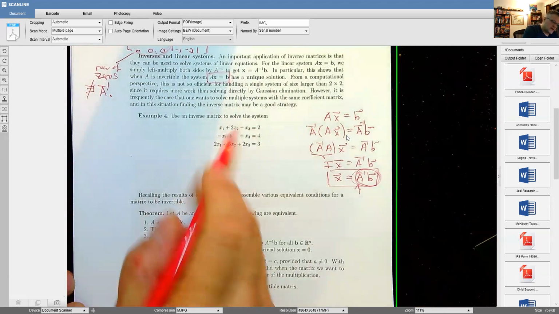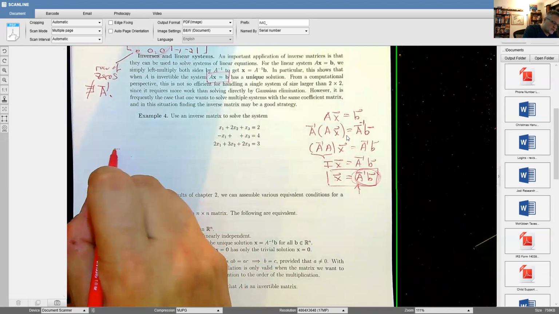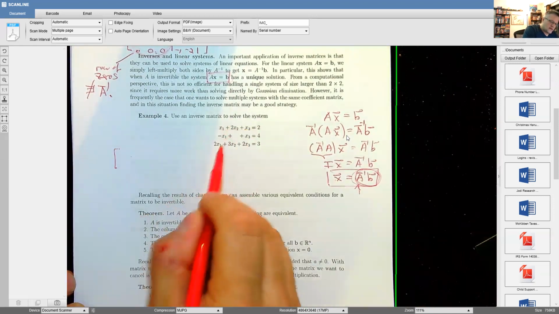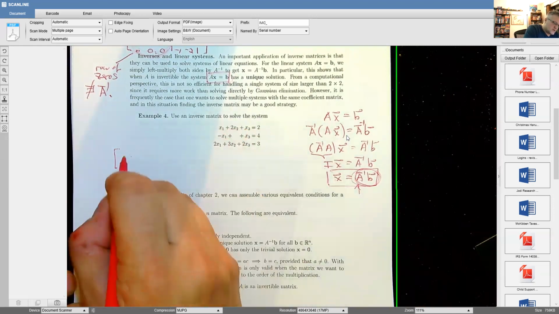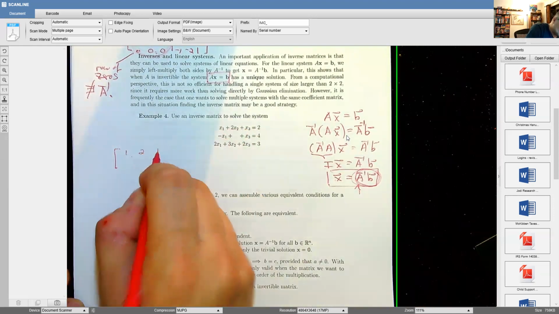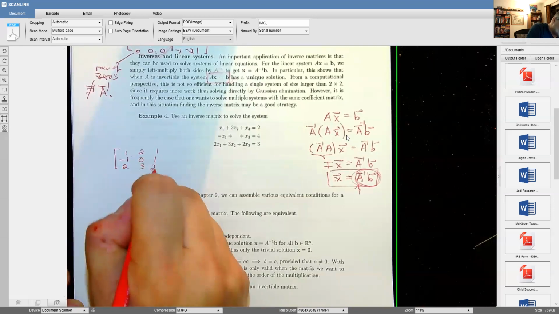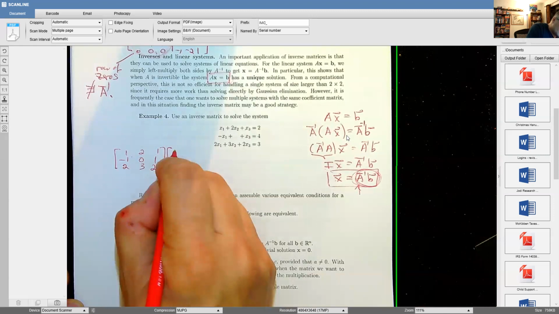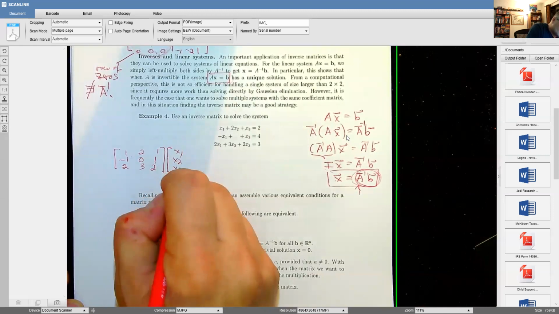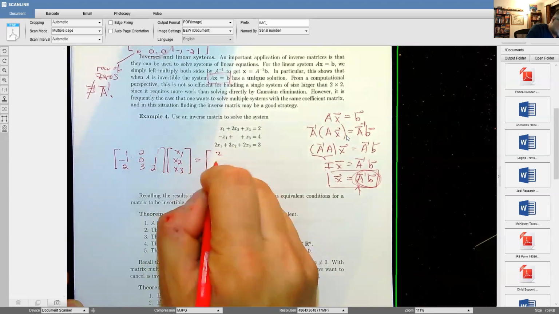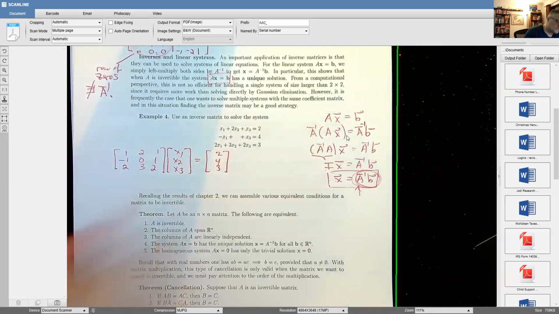So let's first write it in matrix form. Remember, to do that, we pluck off the coefficients here, right? They're already in the right order. So the coefficient matrix is 1, 2, 1, -1, 0, 1, 2, 3, 2. And I multiply that by the unknown, right? That produces the left-hand side. And then we set that equal to 2, 4, 3.